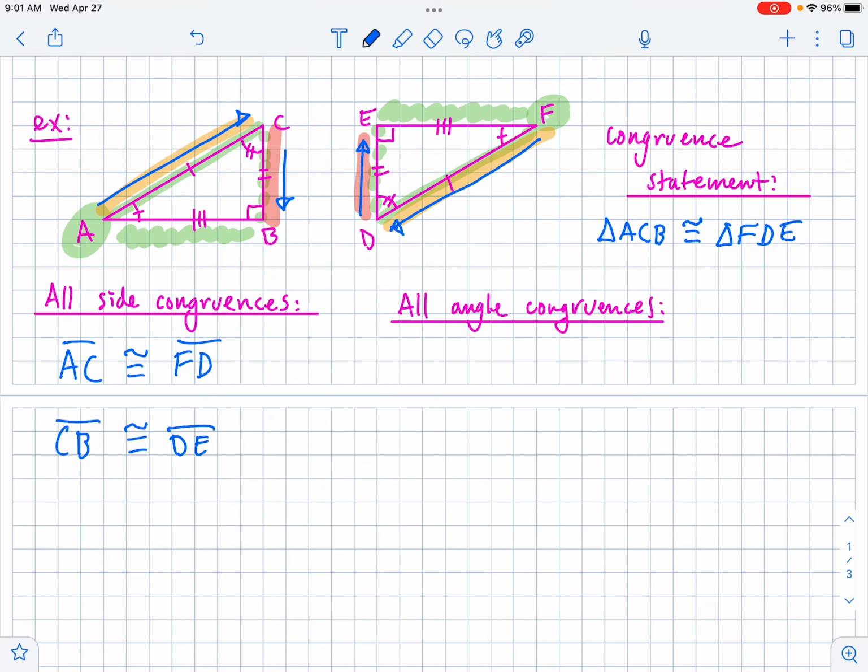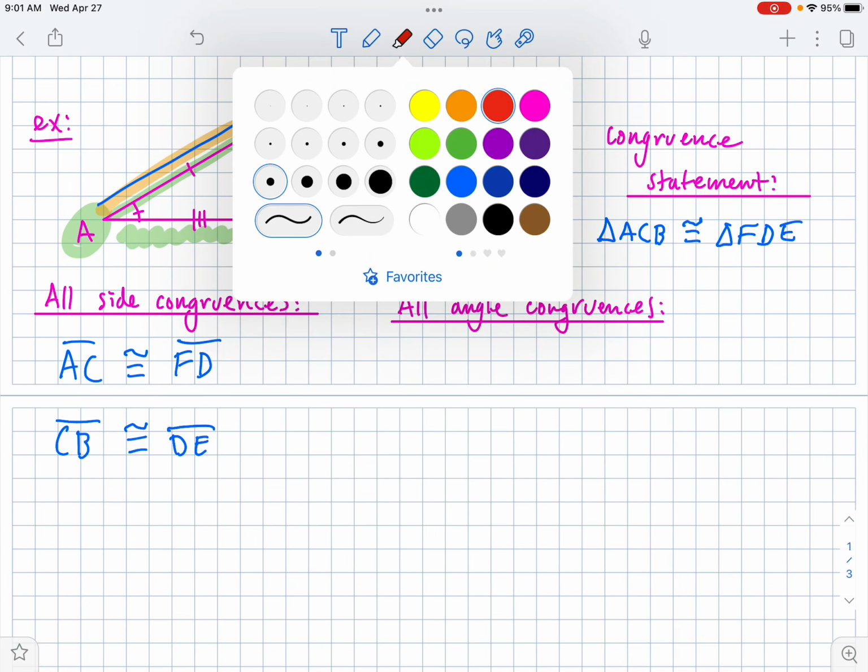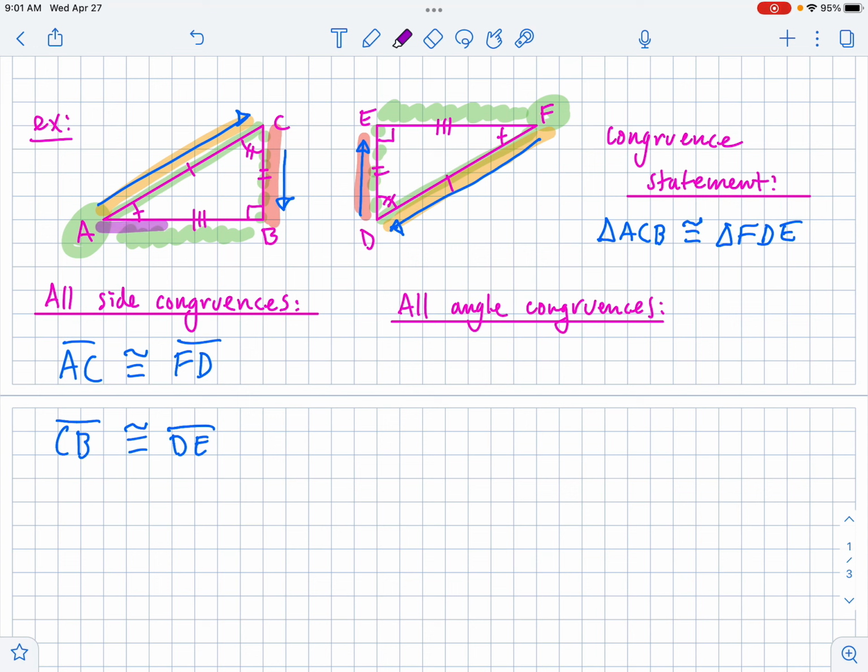So I'm going in the same order with the letters. Also, some notation, I don't know if we've talked about this, the little hat on top of AC just means that it's the segment AC. It's the line segment connecting A and C. And then the last one, I'll use a third color just to make this really complicated. A to B is the same thing as F to E. So that means AB is congruent to FE.